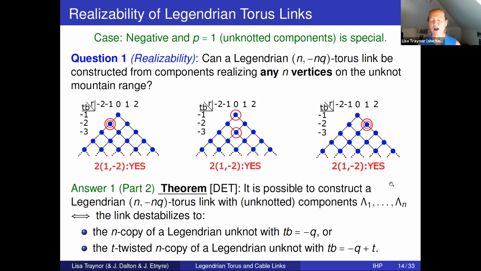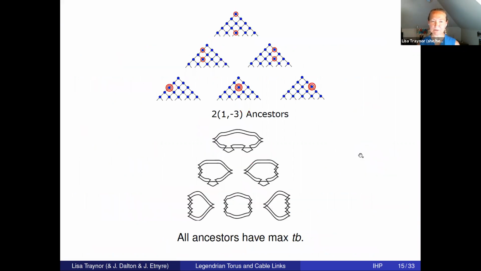So let me just draw a picture a little bit more. For example, if I'm doing a 2 minus 6, you're going to have 6 ancestors. 3 of them are just by 2 copies of TB minus 3. And then I'll have like a 1 twisted copy of a TB minus 2 or 2 twisted copies of a TB minus 1. And these are the pictures down below.